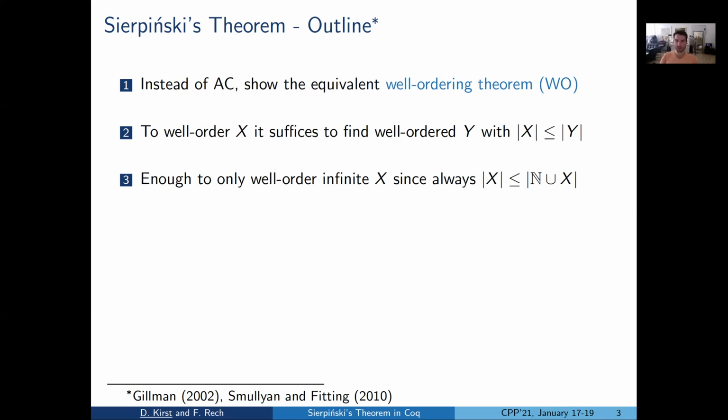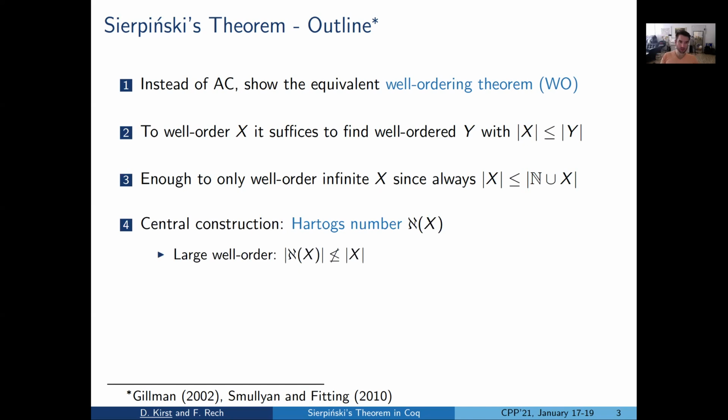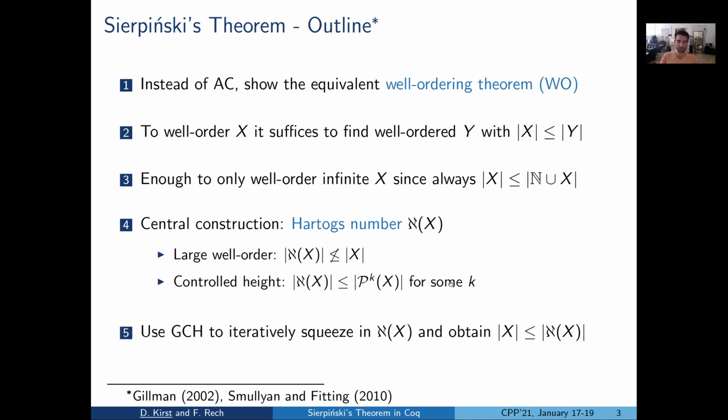And this remaining part is split into two parts. The first part is concerned with a central construction called the Hartogs number, which is a large well order, large in the sense that it does not inject into the set we start with, but also it has controlled height. So the height, the size of the Hartogs number is bounded by a k-fold iteration of the power set, where k depends on the actual construction we choose. And now the second part will be to squeeze in this Hartogs number so that we can apply GCH to it, and this k times. So in total, we arrive at an embedding of X into its Hartogs number, and by this we can well order X and are done.